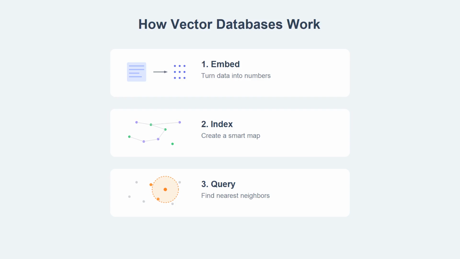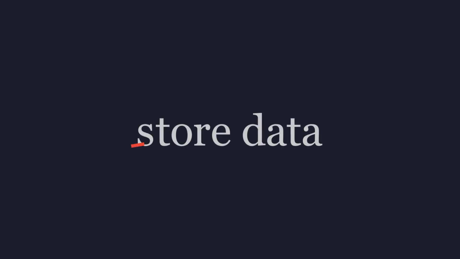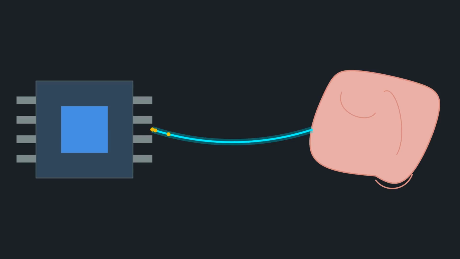So to recap, vector databases convert everything into a numerical vector and then find the closest matches. Vector databases do not store data, they store meaning, allowing us to interact in a more human and intuitive way. They are the bridge between how computers read data and how we understand the world.